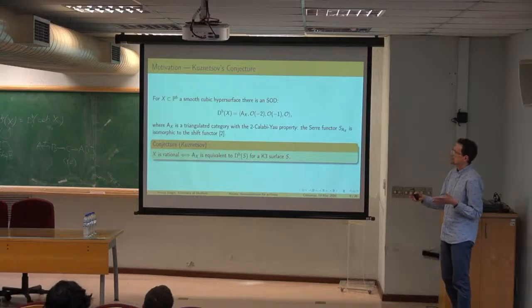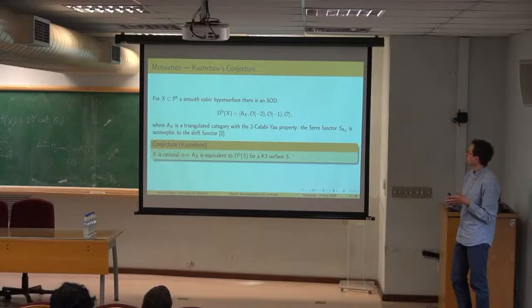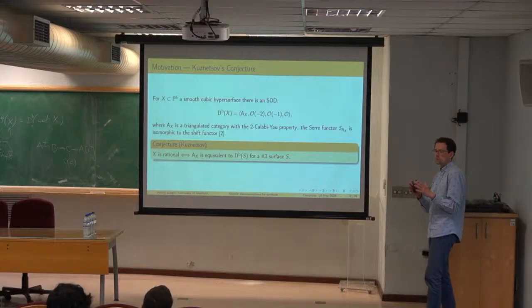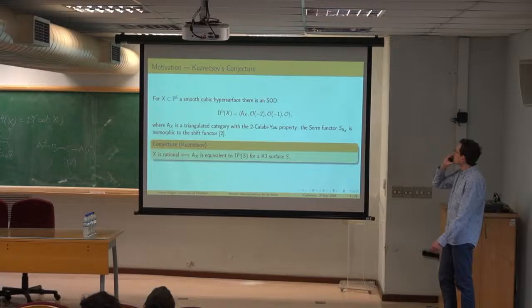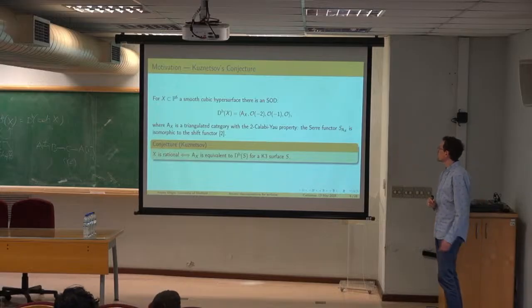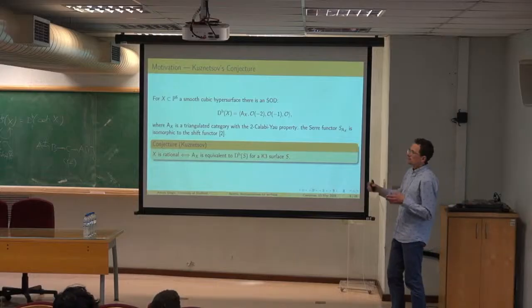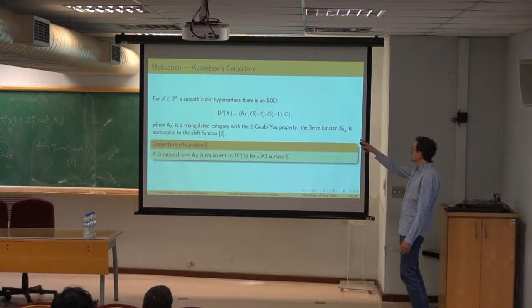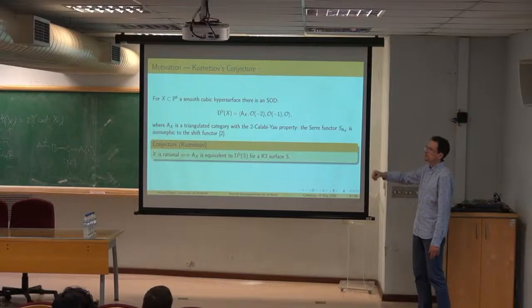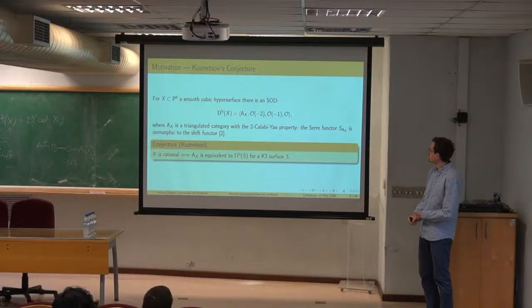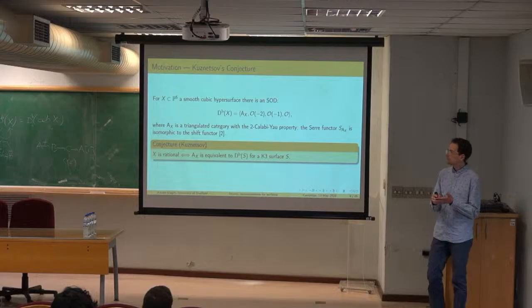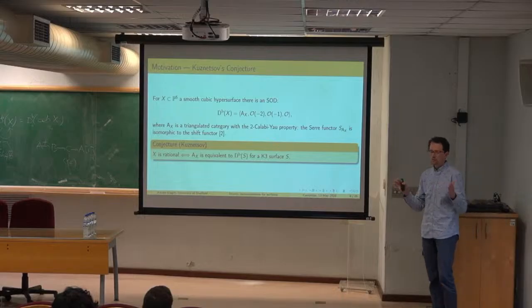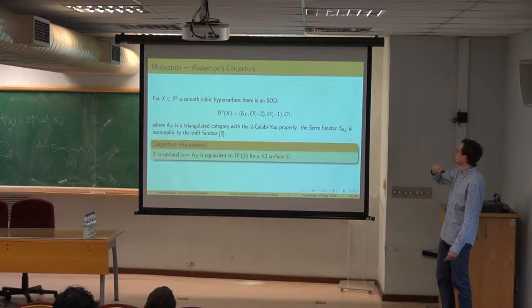It relates rationality of a cubic fourfold and properties of a certain semi-orthogonal component in its derived category, known as Kuznetsov's component and denoted here by A_X. So for such a cubic hypersurface, you can consider an exceptional collection of 3 line bundles restricted from the ambient projective space. They form a collection which is not full, so you can complete this into a semi-orthogonal decomposition by adding some subcategory A.